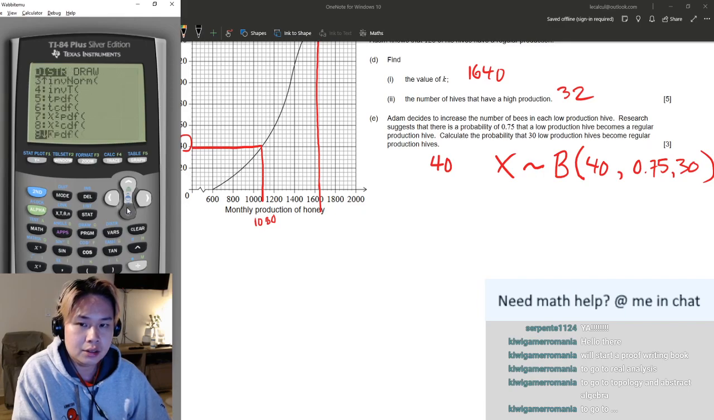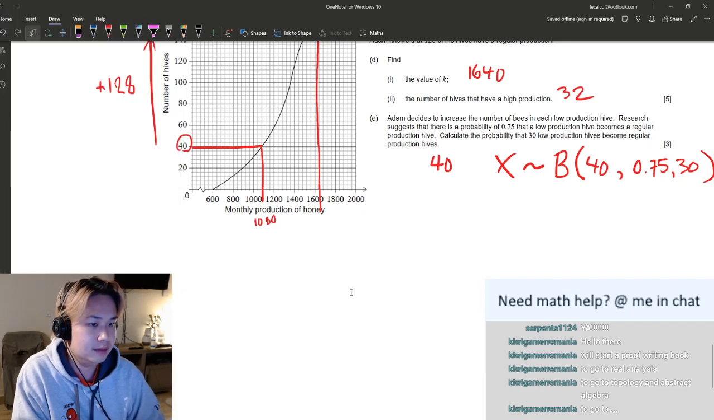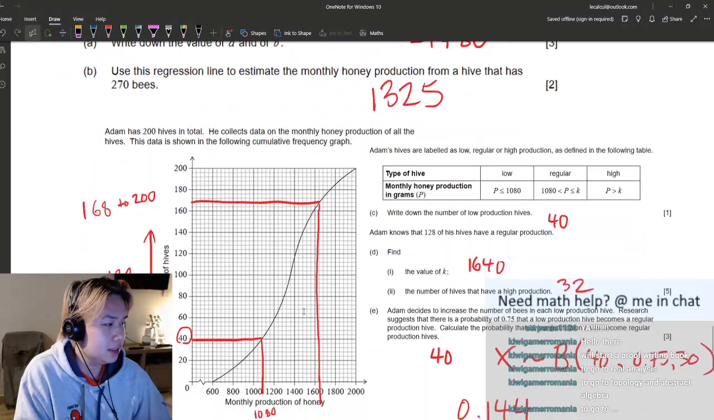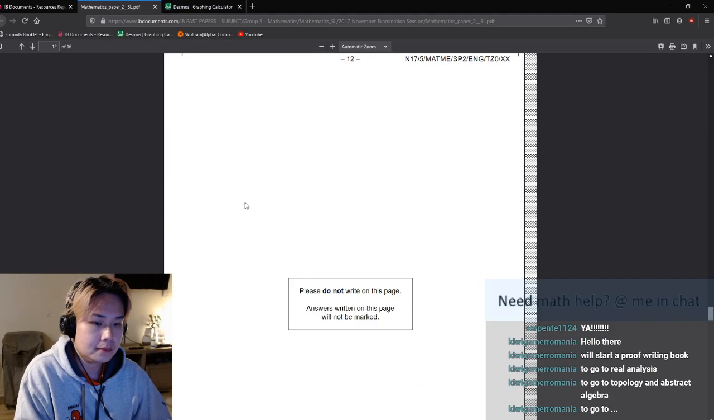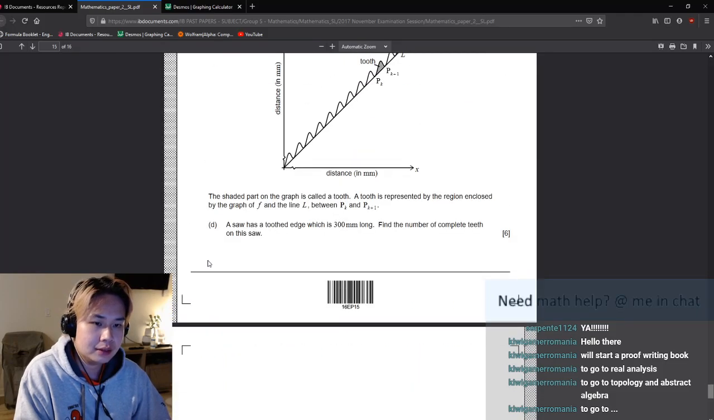So let's go to binomial PDF. 40 hives. Probability of each hive turning into regular production, and I'm interested in 30 of them. So here's your probability, 14.4%. This was a weird question. It's really disjointed. And there should be two more questions, right? Whoa. Okay, three more.